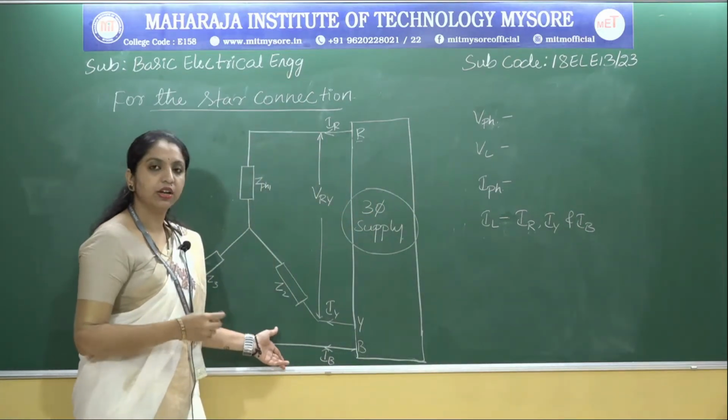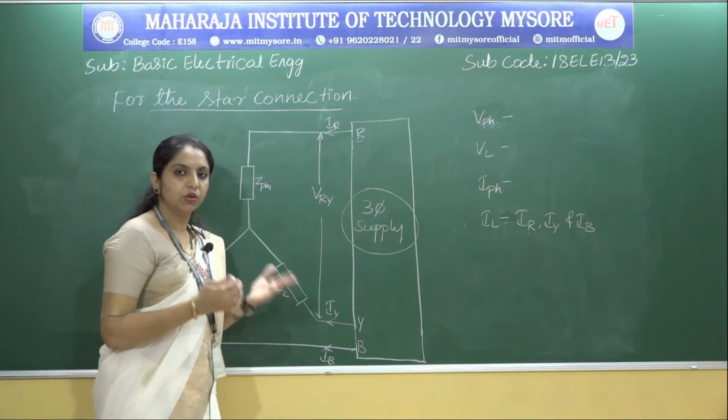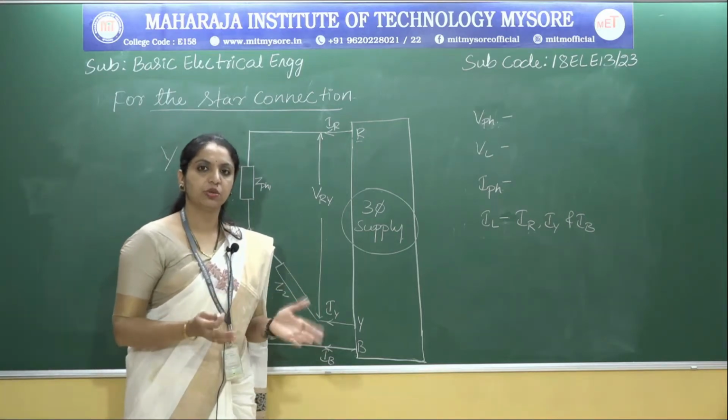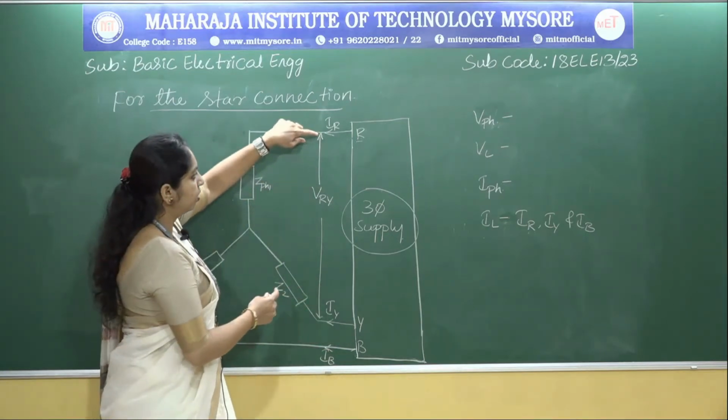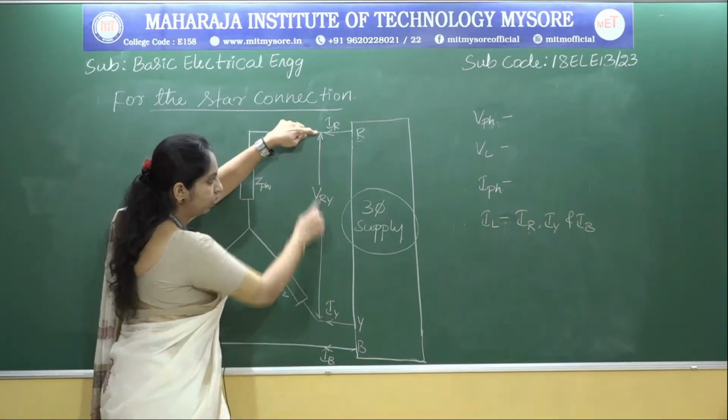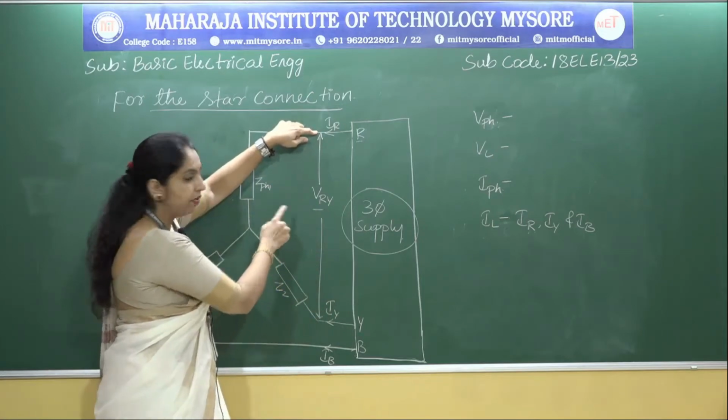Similarly, line voltages. The voltage is measured across two lines. Across two lines is nothing but line voltage. That means the voltage from R to Y, we name it as VRY.